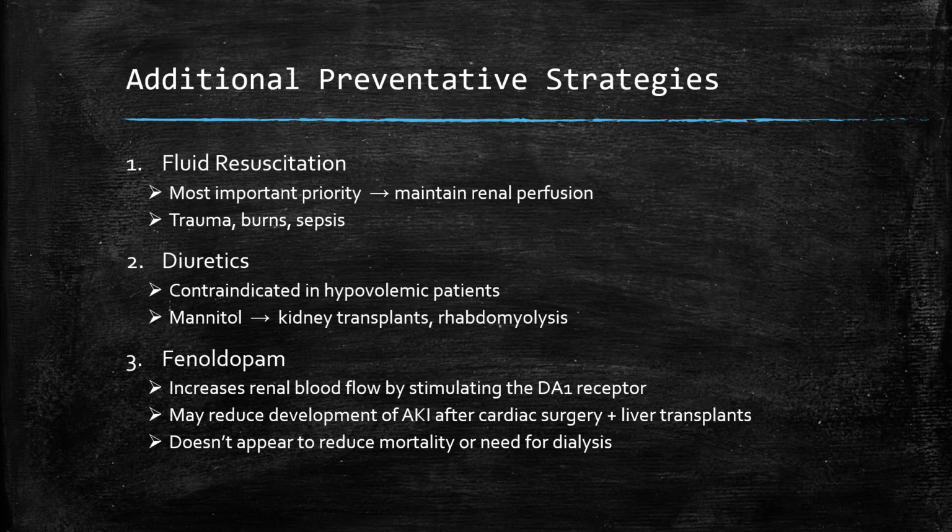Fenoldopam is a drug that increases renal blood flow by stimulating the dopamine 1 receptor on the renal vasculature. This drug has found some use in high-risk patients, namely patients undergoing cardiac surgery or liver transplantation. But overall, this drug does not appear to reduce overall mortality or the ultimate need for dialysis.